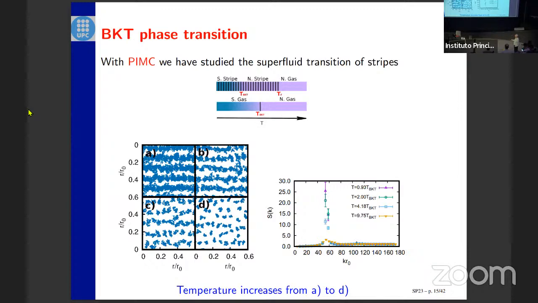The evolution is observed here in the structure factor S of k, as I commented. When you are in an ordered system, you have an enormous peak. This is the Bragg peak. But when you increase the temperature and arrive at the highest temperature, this yellow one, the Bragg peak has disappeared. You have a gas. Some people thought that at the transition temperature the stripe becomes a gas. This is not correct. The stripe has a transition, keeping the stripe character, from superfluid to normal.